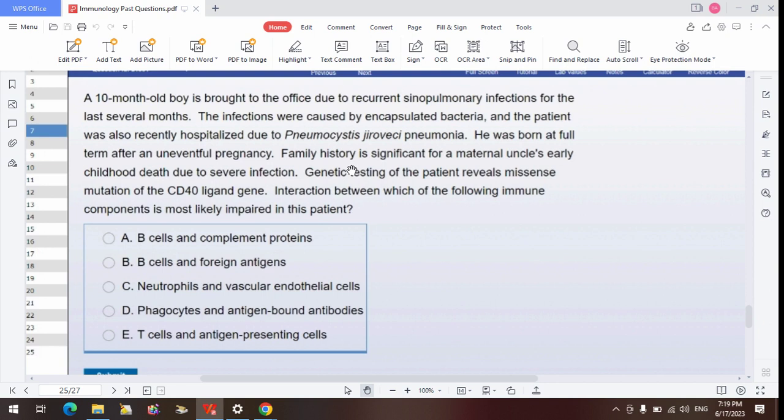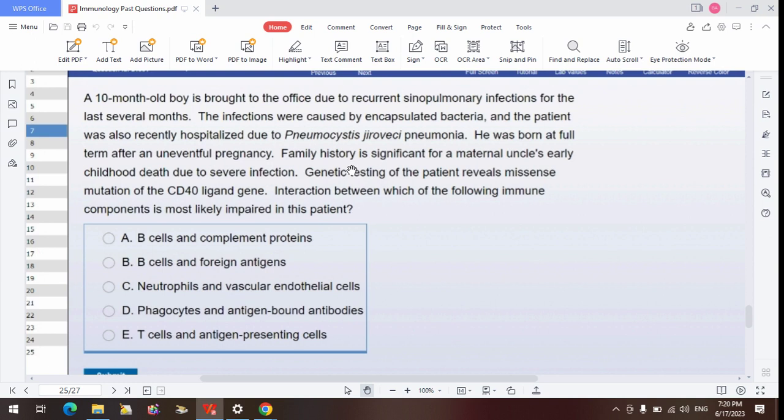Okay, it says: interaction between which of the following immune components is most likely impaired in this patient? A 10-month-old boy is brought to the office due to recurrent sinopulmonary infections for the last several months. The infections were caused by encapsulated bacteria, and the patient was also recently hospitalized due to Pneumocystis jirovecii pneumonia. He was born at full term after an uneventful pregnancy. Family history is significant for a maternal uncle's death due to severe infection. Genetic testing of the patient reveals a missense mutation of the CD40 ligand gene. Interaction between which of the following immune components is most likely impaired in this patient?